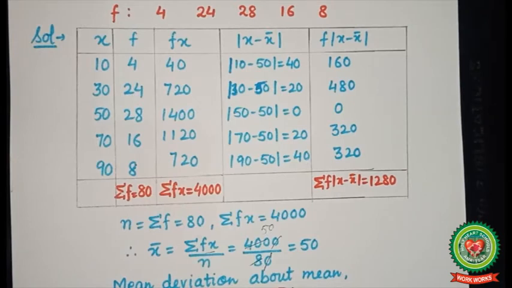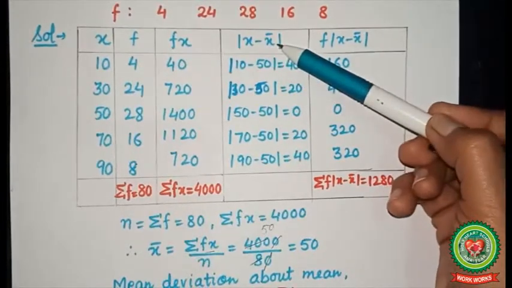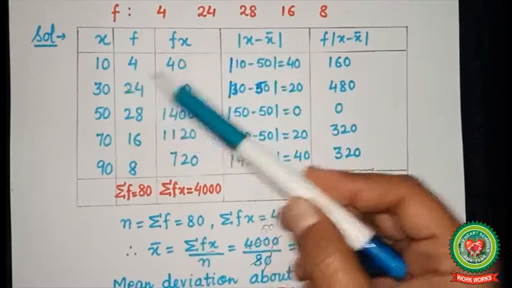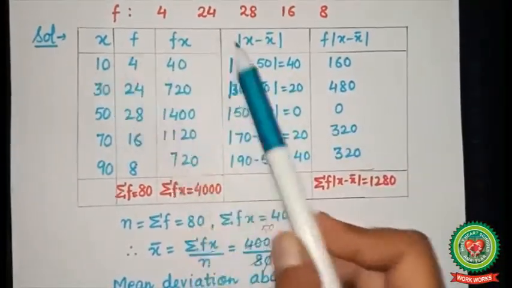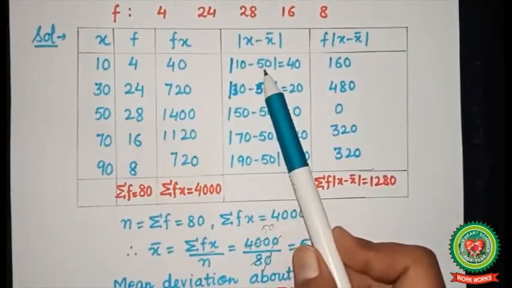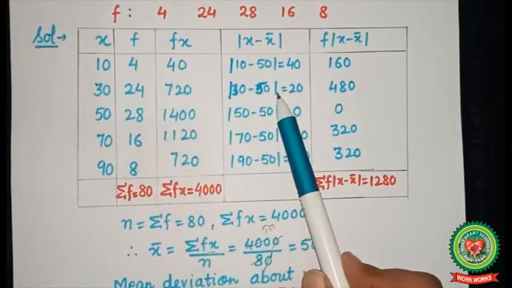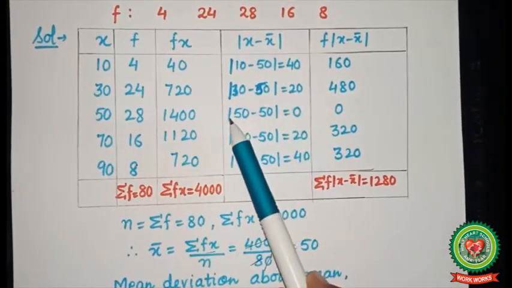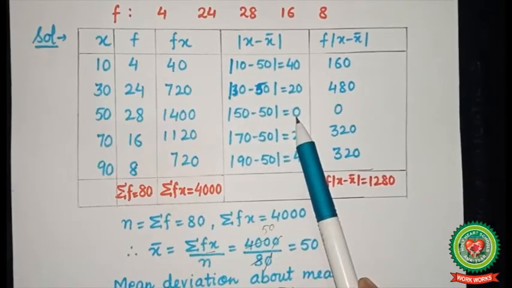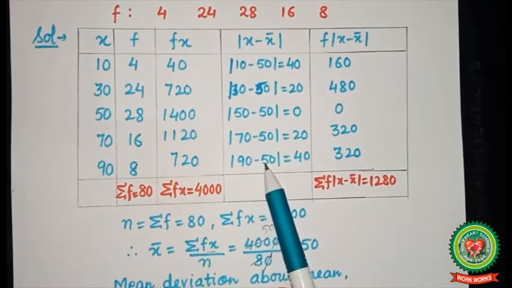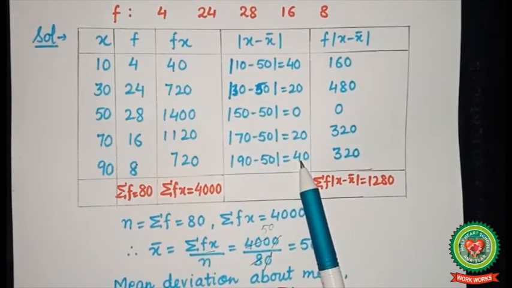Now the second step is finding the deviations, x minus x bar. The value of x bar is 50. So we will solve for each value. First is 10 minus 50, absolute value is equal to 40. Next, 30 minus 50 is 20. Then 50 minus 50 is 0. 70 minus 50 is 20. And 90 minus 50 is equal to 40.